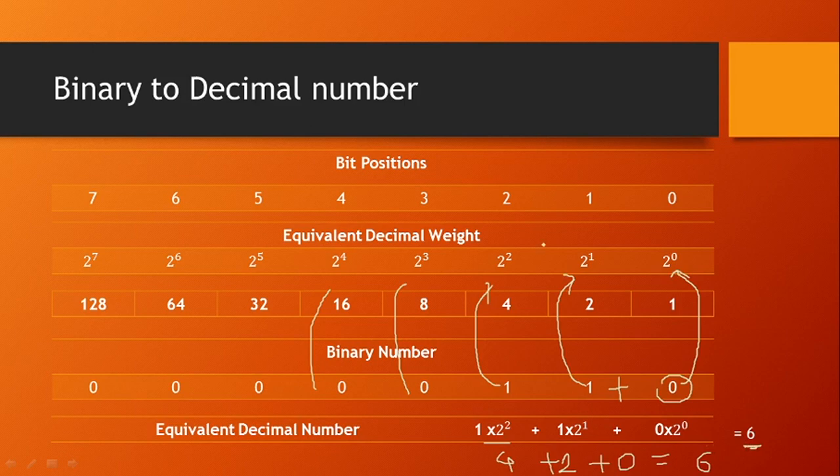In the same way, if you have the binary number 101, that means the 0th position bit is 1, so 1 into 2 to the power 0, then plus 0 into 2 to the power 1, which is 0 since it is multiplied by 0, plus 1 into 2 to the power 2. So 2 to the power 2 means 4, so 4 plus 0 plus 2 to the power 0, which is 1, so 4 plus 1 is 5. So 101 is the equivalent of 5.